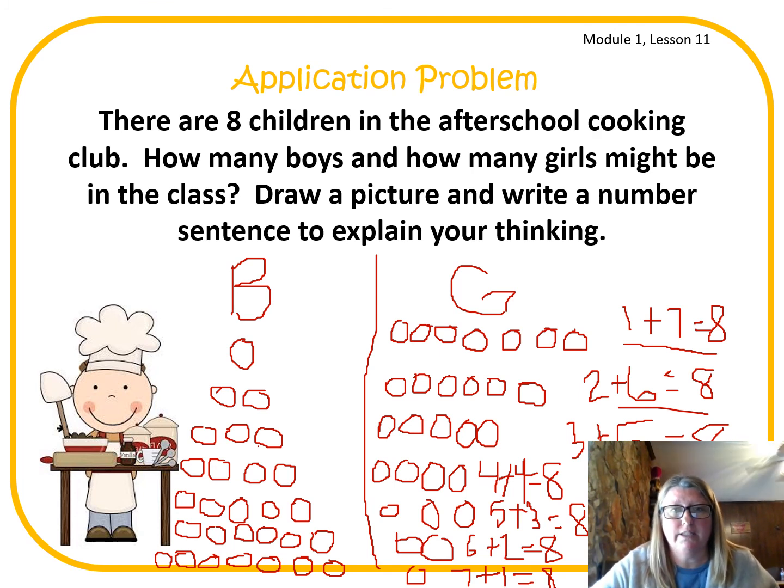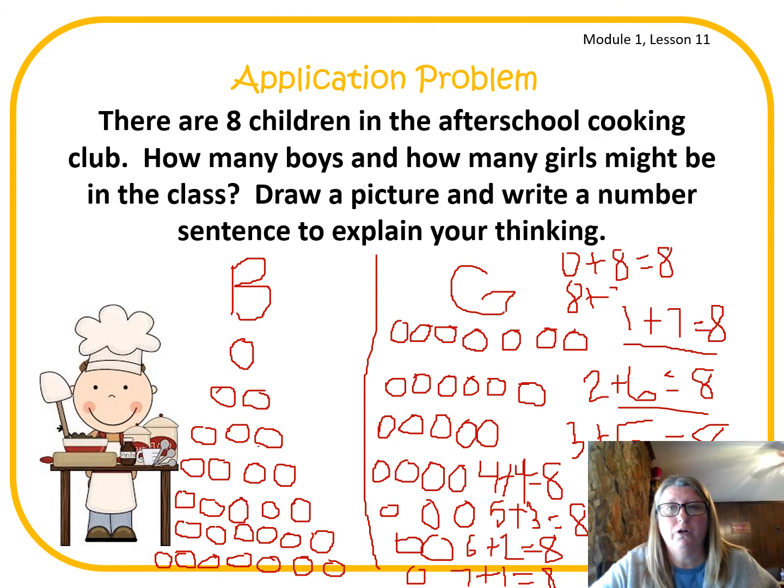And that number sentence would be 0 plus 8 equals 8. And we could say if there were 8 boys in the class and no girls, we could say there were 8 boys plus no girls equals 8. And again, that's a turnaround fact.